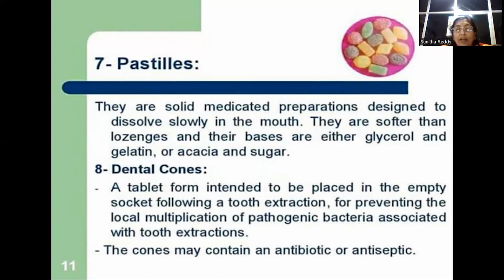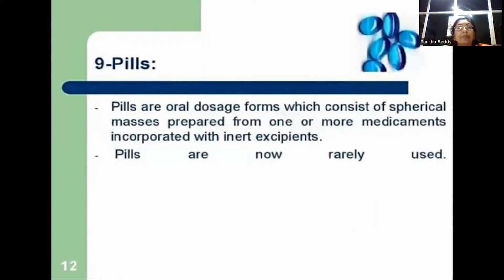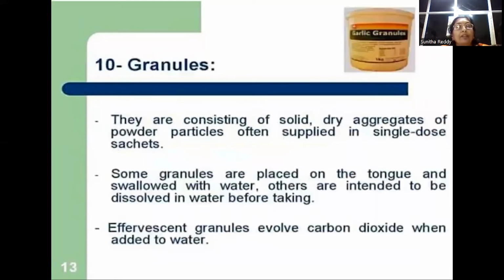The cones may contain an antibiotic or antiseptic. Pills. Pills are oral dosage forms which consist of spherical masses prepared from one or more medicaments incorporated with an excipient. Pills are now rarely used and no longer have a market.